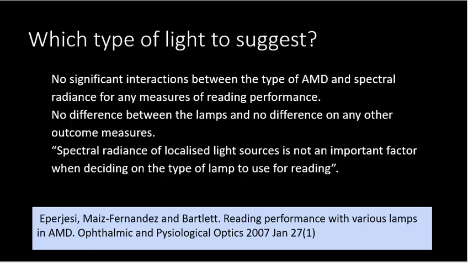The conclusion, as is written up on the slide there, is that the spectral radiance of localized light sources is not an important factor when deciding on the type of lamp to use for reading. So what that tells us is that it doesn't matter what type of light you suggest to a patient and what type of light they end up getting. What matters is that a light is used, and that will improve vision and contrast sensitivity. So obviously patients will have a preference, and it's good to offer choice, but any type of light is better than no type of light.